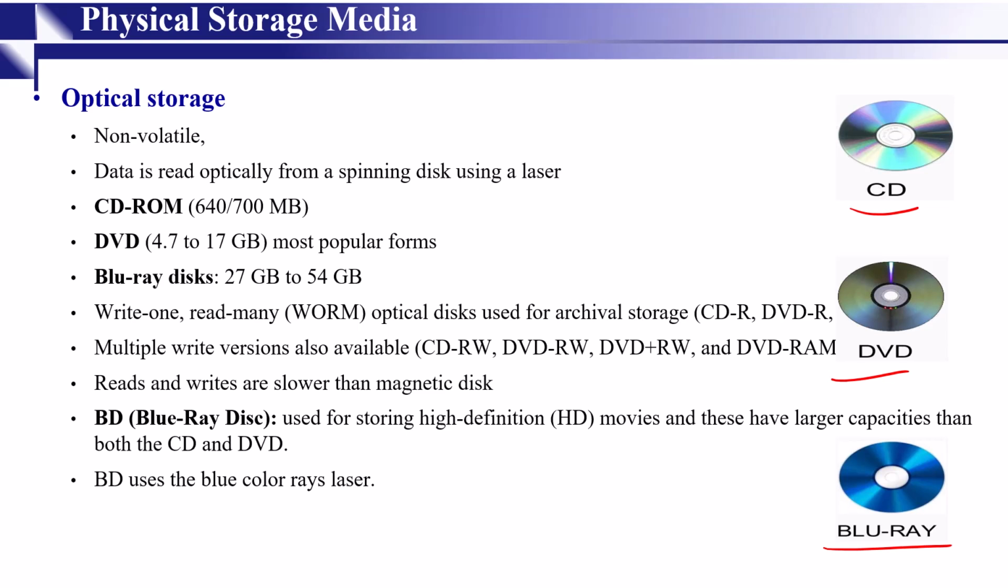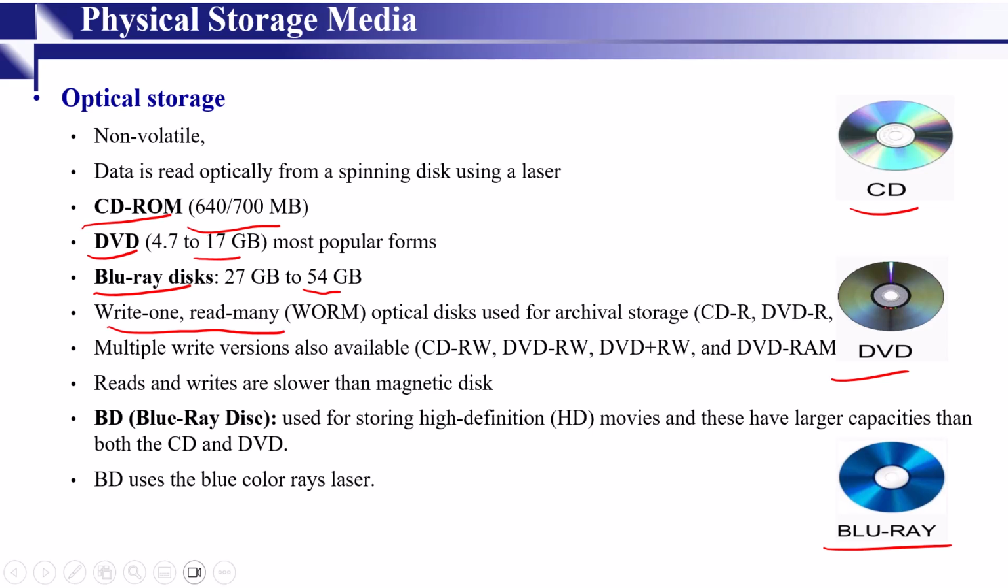There are several types of optical disks like CD-ROM, DVD, Blu-ray. The capacity of a CD-ROM is up to 700 megabytes. The capacity of a DVD is up to 17 gigabytes, and a Blu-ray can be up to 54 gigabytes. For archival purposes, write once and read many.